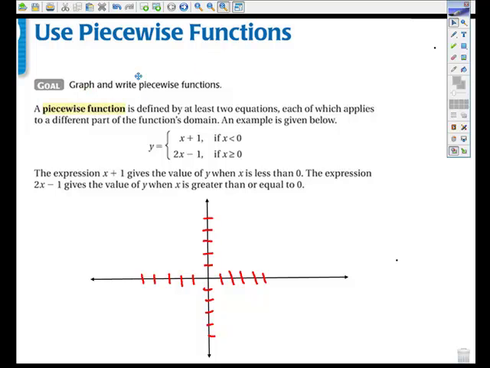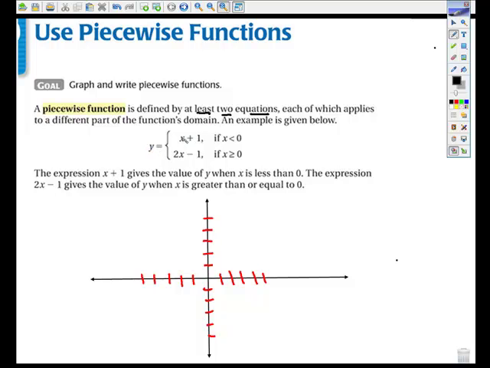A piecewise function is defined by at least two equations, each of which applies to a different part of the function's domain. Remember, the domain values are the inputs or the x's. And here's an example right here.